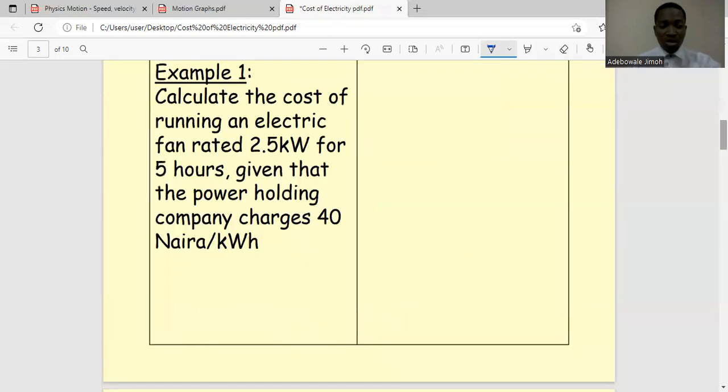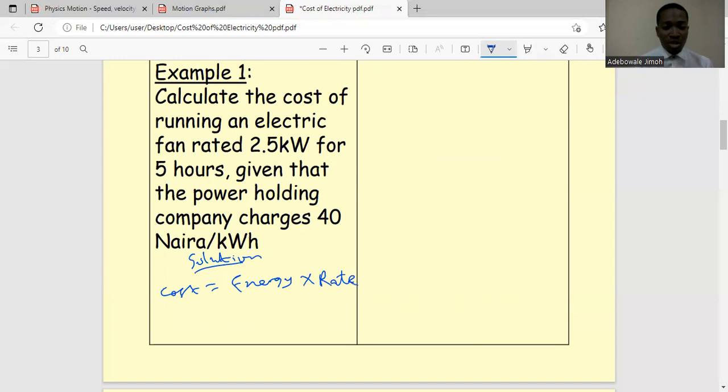Let's take our first example. Example number 1. You have to calculate the cost of running an electric fan rated 2.5 kilowatts for 5 hours, given that the power holding company charges 40 naira per kilowatt hour. So what's the formula for calculating the cost? Cost is equal to energy in kilowatt hours multiplied by the rate.